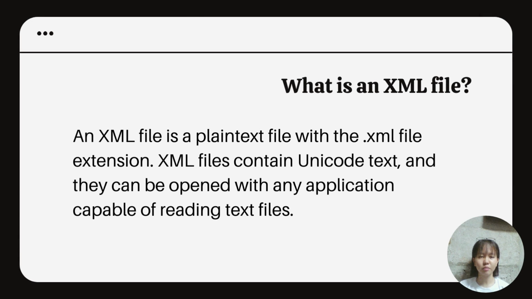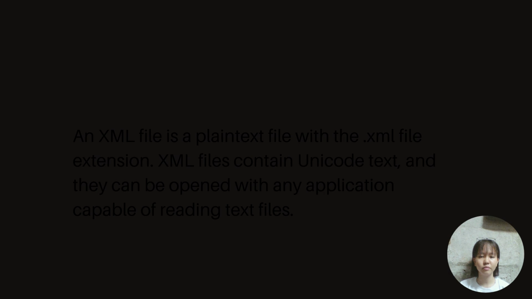What is an XML file? An XML file is a plain text file with a .xml file extension. XML files contain Unicode text and they can be opened with any application capable of reading text files. The XML file extension denotes an XML data file. An XML file can be edited either with a simple text editor or specialized XML editors. Any text editor can be used to open and edit an XML file.